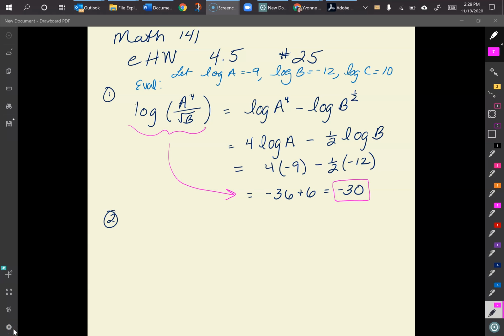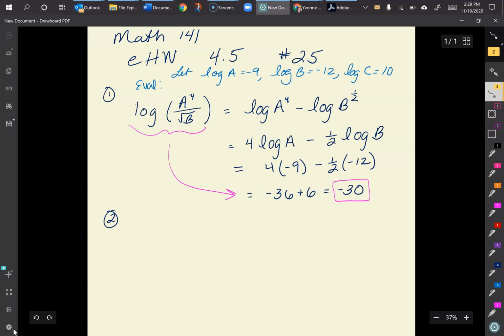Okay, this problem is for Math 141. It's electronic homework 4.5, number 25 on log properties. So the first one I've done out here, we have these logs that are given to us as such, and we want to let log A equal -9.